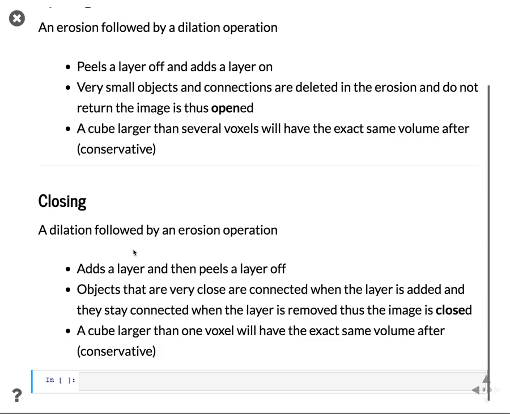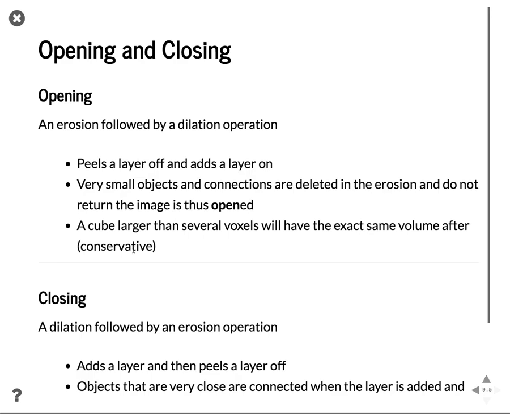Closing is a dilation followed by an erosion. So you connect things together first, and then you peel a layer off. And so objects that were very close will stay connected after you've done this. And the reason both of these are useful is because they have volume preserving characteristics. If you perform dilation, you always have more pixels than you had before. If you perform erosion, then you always have less. But if you do opening and closing, you have roughly the same number of pixels. You don't make your object universally thicker or smaller.